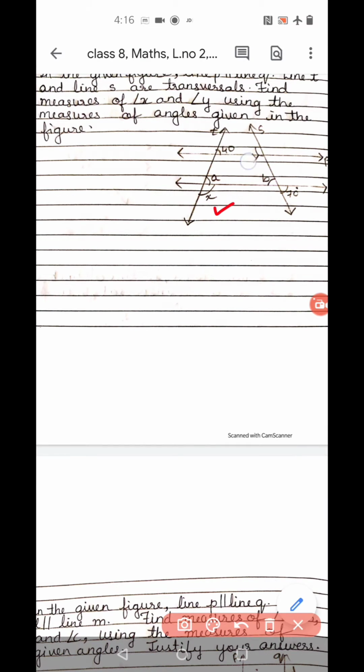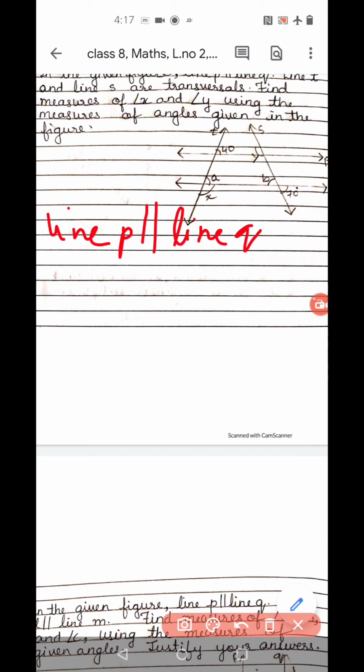This is angle X and this is angle Y. You have to find out the measures of these angles given in the figure. Over here, I have taken A and B. So let's start: consider angle A and angle B as shown in the figure. Now we know that line P is parallel to line Q, right? So we write here first, line P is parallel to line Q.